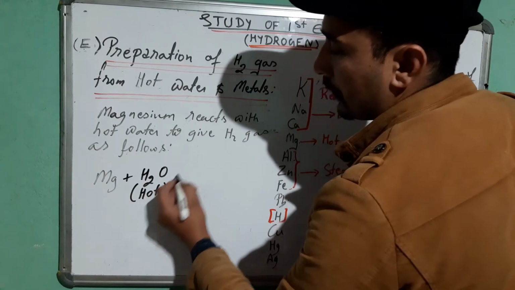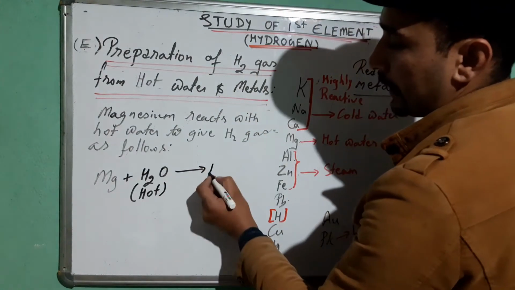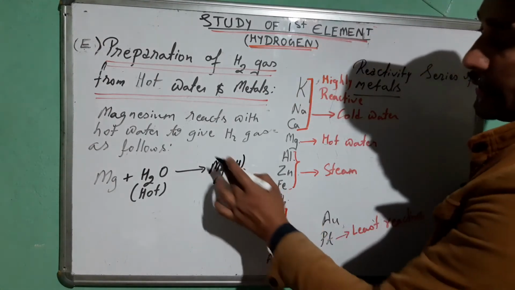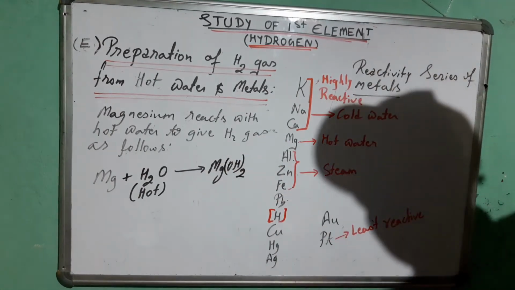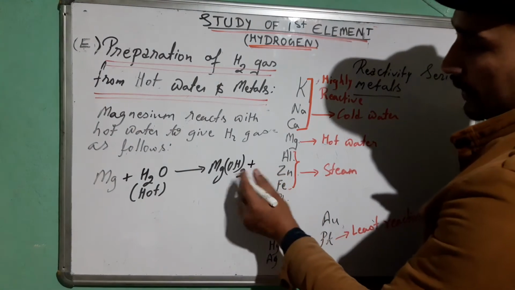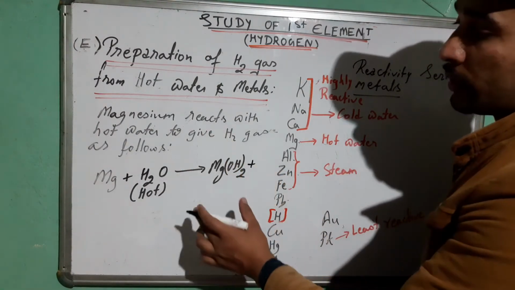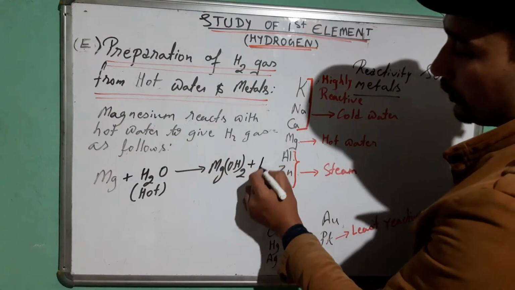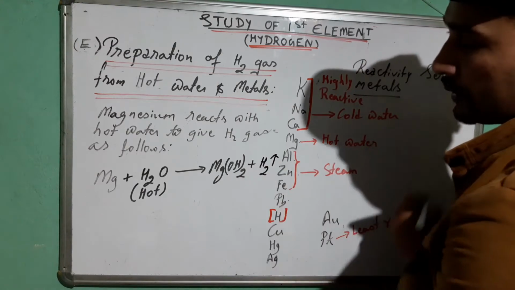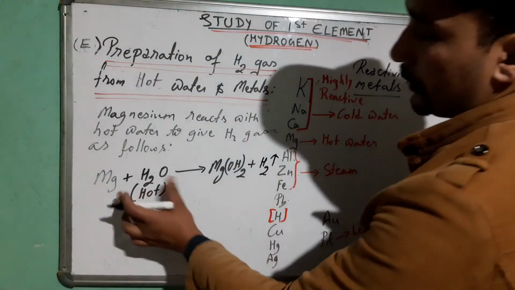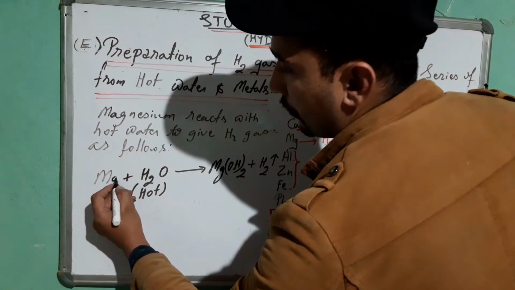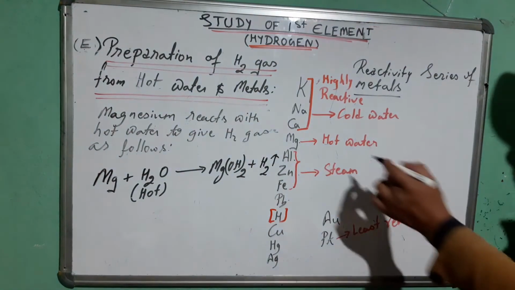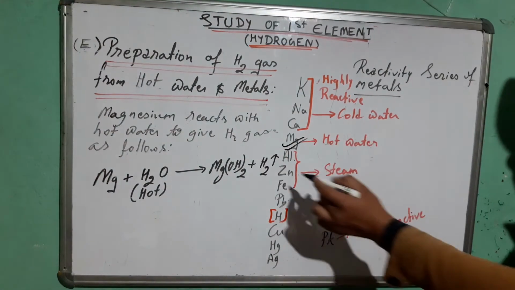The reaction forms magnesium hydroxide, Mg(OH) whole twice, because valency of magnesium is 2. You know that we have done the names and symbols of chemical compounds in the first chapter itself. So magnesium hydroxide plus hydrogen gas. Balancing, you can do it on your own. So only magnesium reacts with hot water to give hydrogen gas.